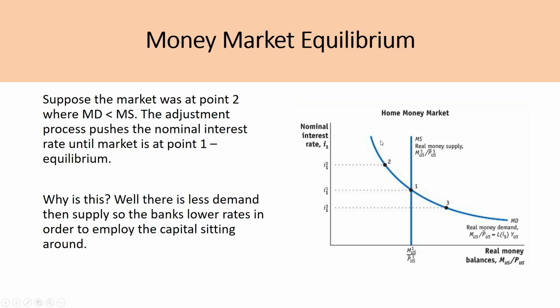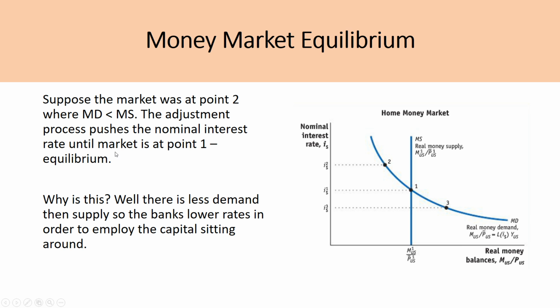Okay? So now let's look at a more graphical illustration of the money market. We talked about this in the previous video, but in this video, I just want to show you how in the short term this adjustment process occurs. So suppose the market was at point 2. At this point, you'll see that money demand, this little line over here, is less than money supply. Money supply is at this level, and money demand is to the left of it. So you have money demand less than money supply.